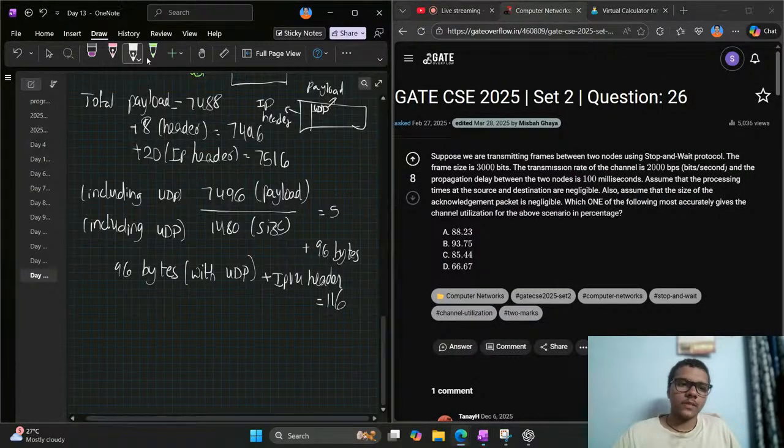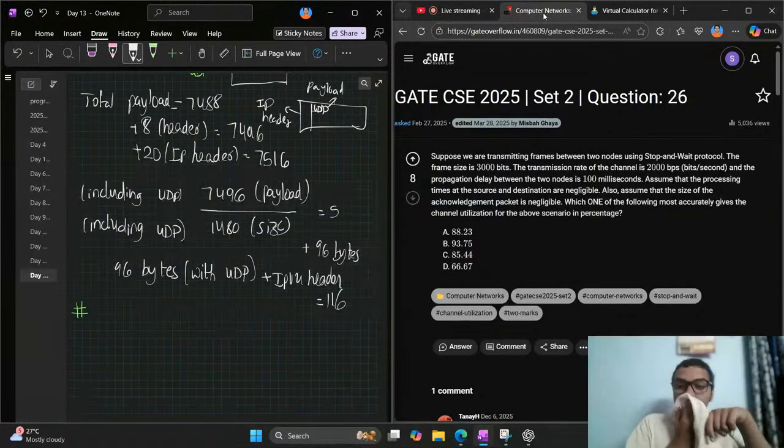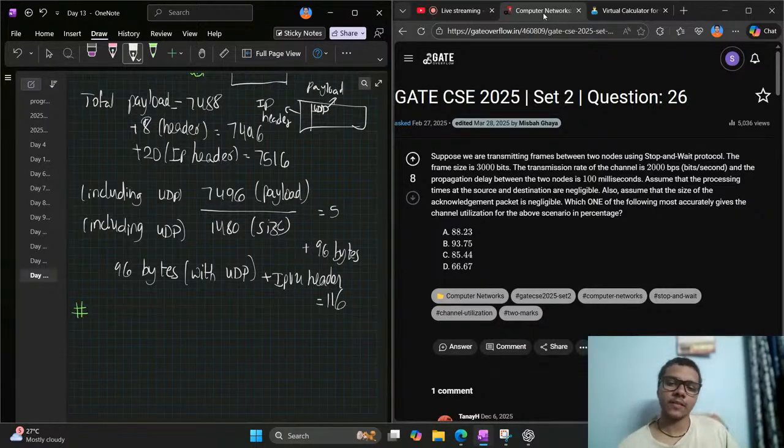Okay, suppose we're transmitting 3000 frames. Is the screen visible? Yeah, the screen is visible. Two nodes using stop and wait protocol. The frame size is 3000 bits, 2000 bit per second and the propagation delay is 100 milliseconds. Okay, so it is basically channel utilization.